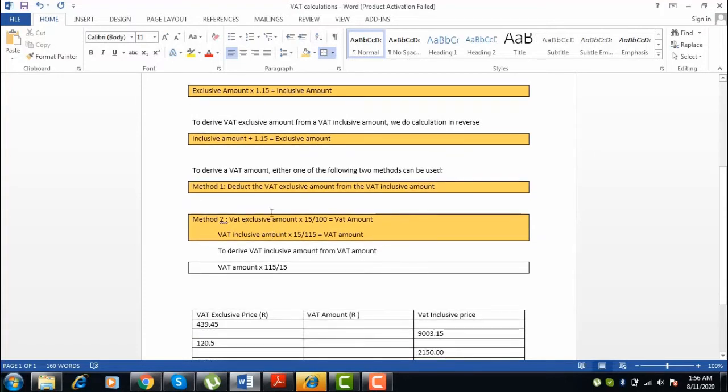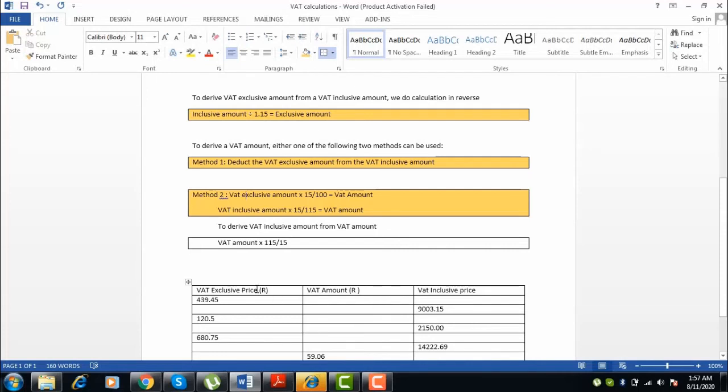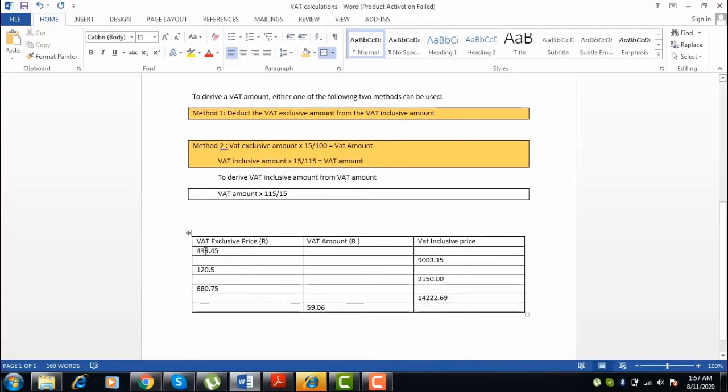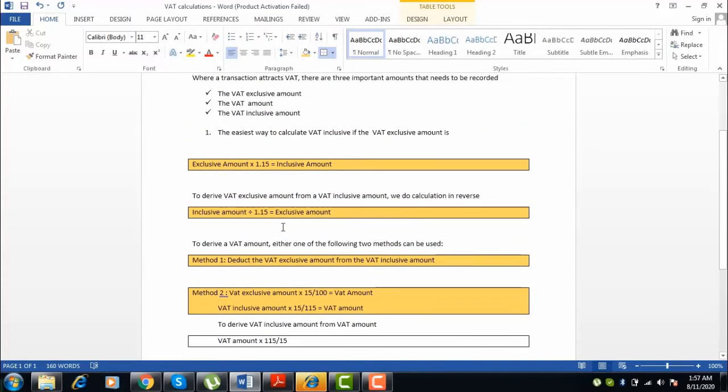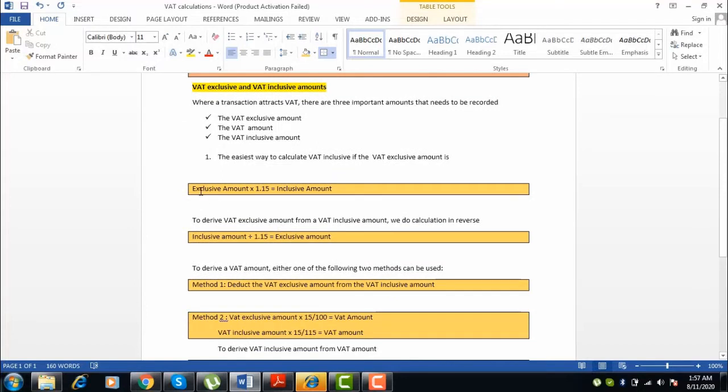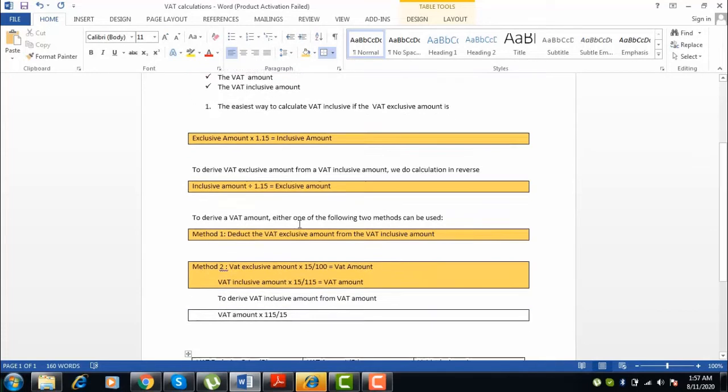If you check in your textbook, there's a table that you've been given for an exercise. We need to practice here and see whether we can fill in the missing gaps. We're going to start with this amount, 439.45. We want to calculate the VAT amount and the VAT inclusive amount. So what does our method say if you want to calculate VAT inclusive? We have been given VAT exclusive, so we go up here and see VAT exclusive. The amount you multiply by what? You multiply by 1.15.